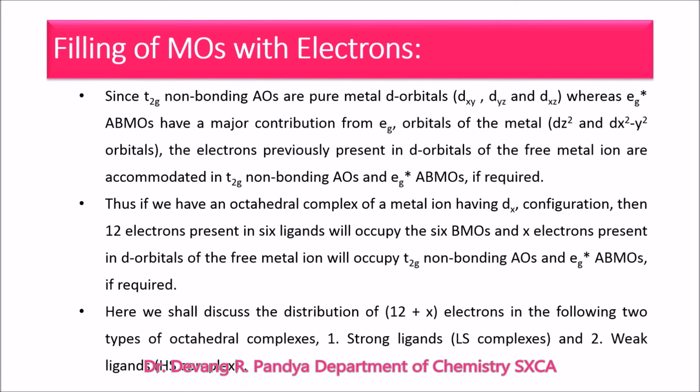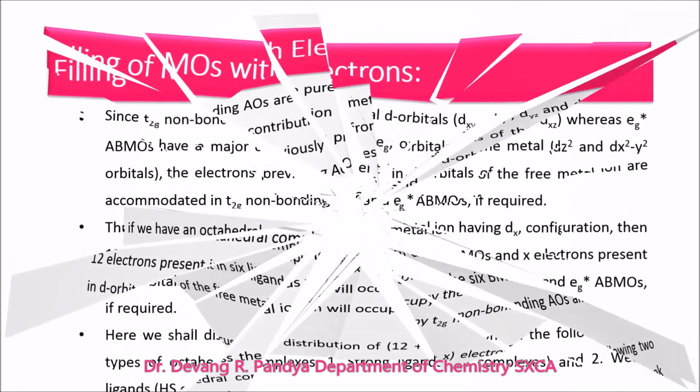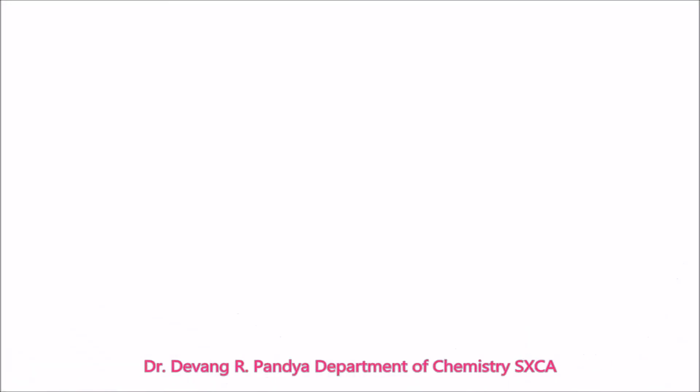Here we shall discuss the distribution of 12 plus x electrons in the following two types of octahedral complexes. One is strong field ligands, which is going to form a low spin complex, and the other one is weak field ligands, which is going to form a high spin complex. This information we cannot get from the LFT, or we can say the MO diagram. Let us have an example for that.